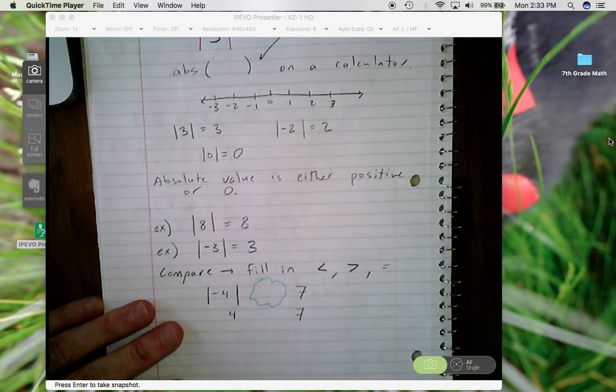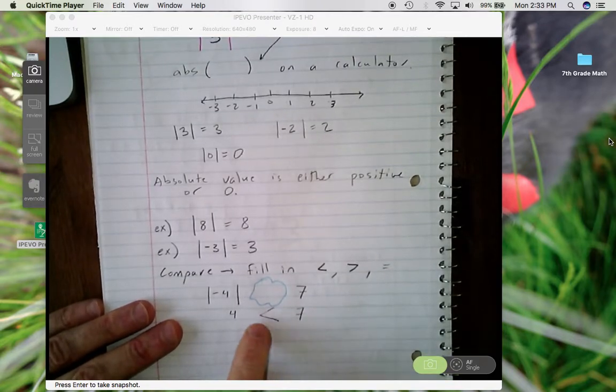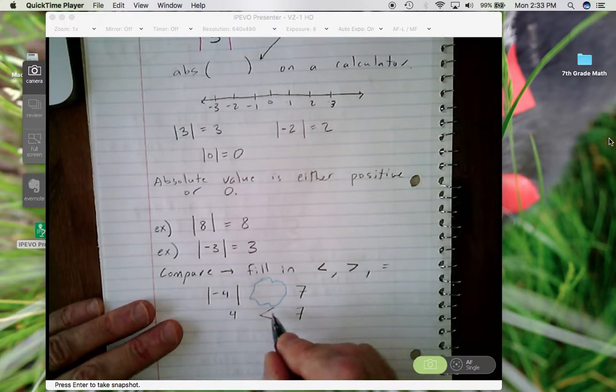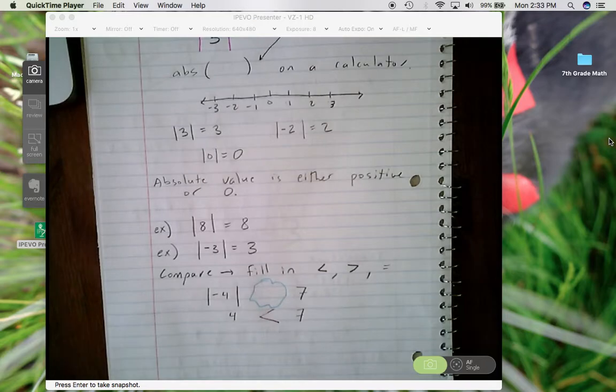Put a line there. And I think it's pretty clear then that 7 is bigger than 4, so the sign points this way. You can think of it as the arrow points to the smaller number, or you might remember the alligator eating the bigger number. Okay, so again, this shouldn't be too crazy.